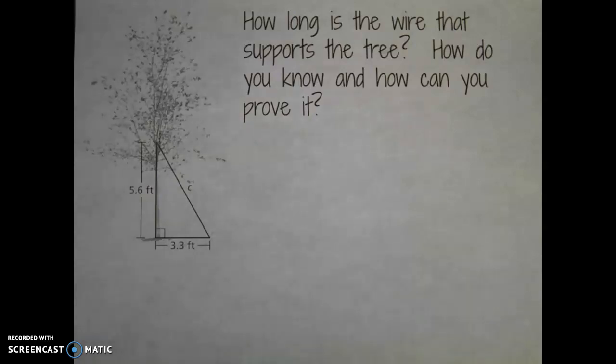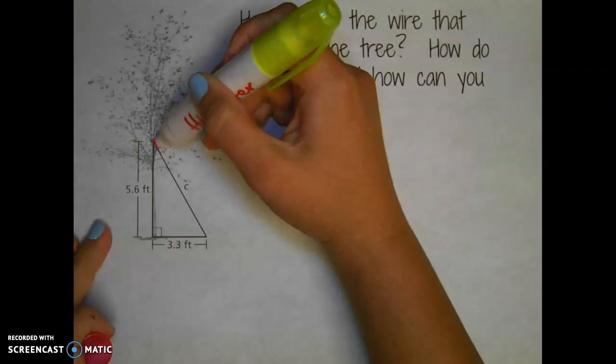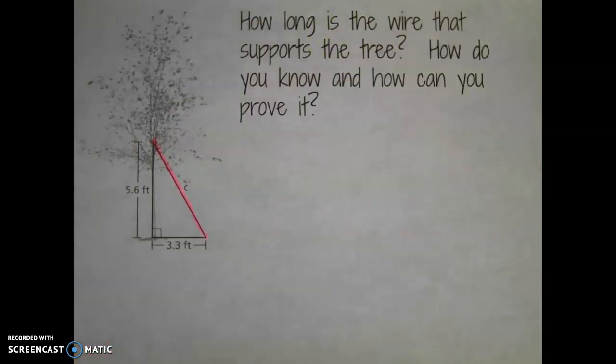All right, so these are the first two practice real-world problems that we did in class. For these, it says, how long is the wire that supports the tree? How do you know and how can you prove it? As you can see, the wire that's holding this tree is C. That's the wire that we're trying to figure out.